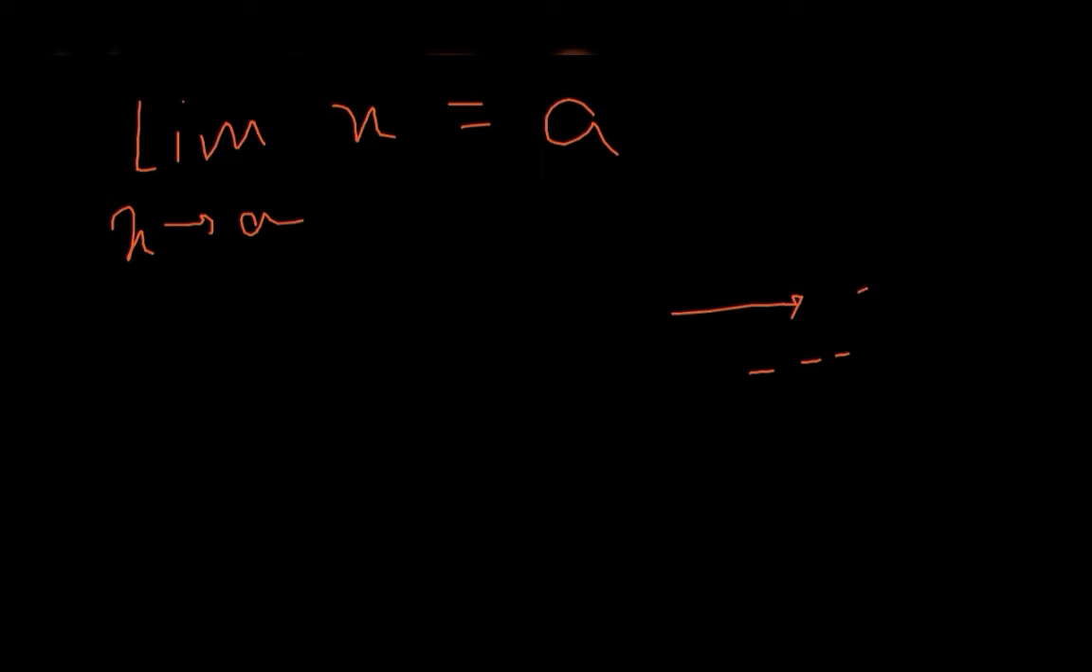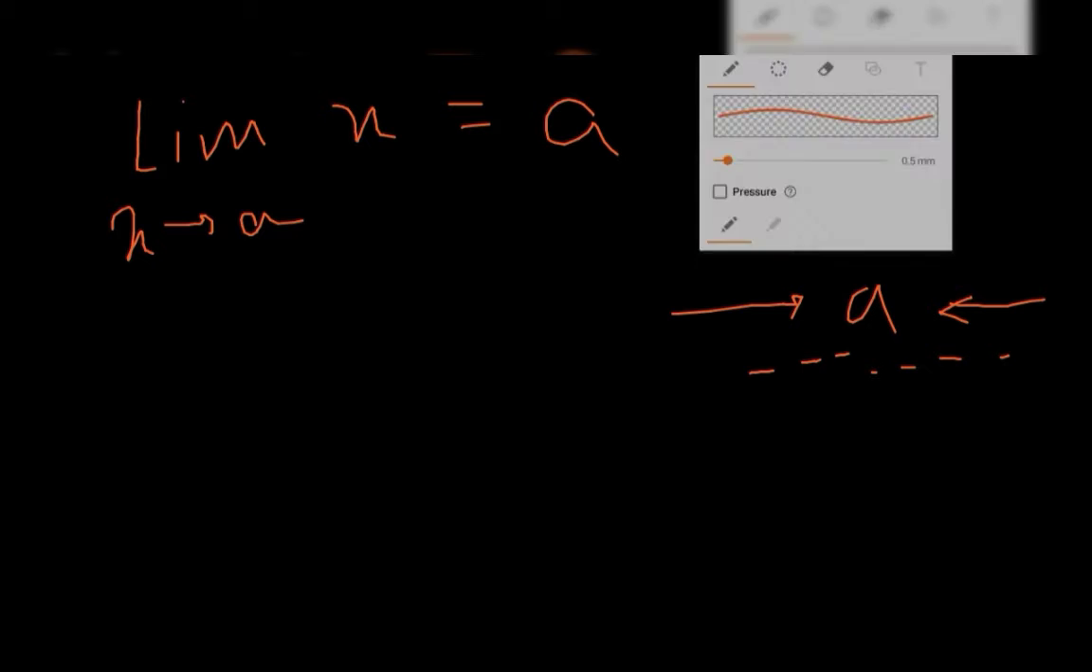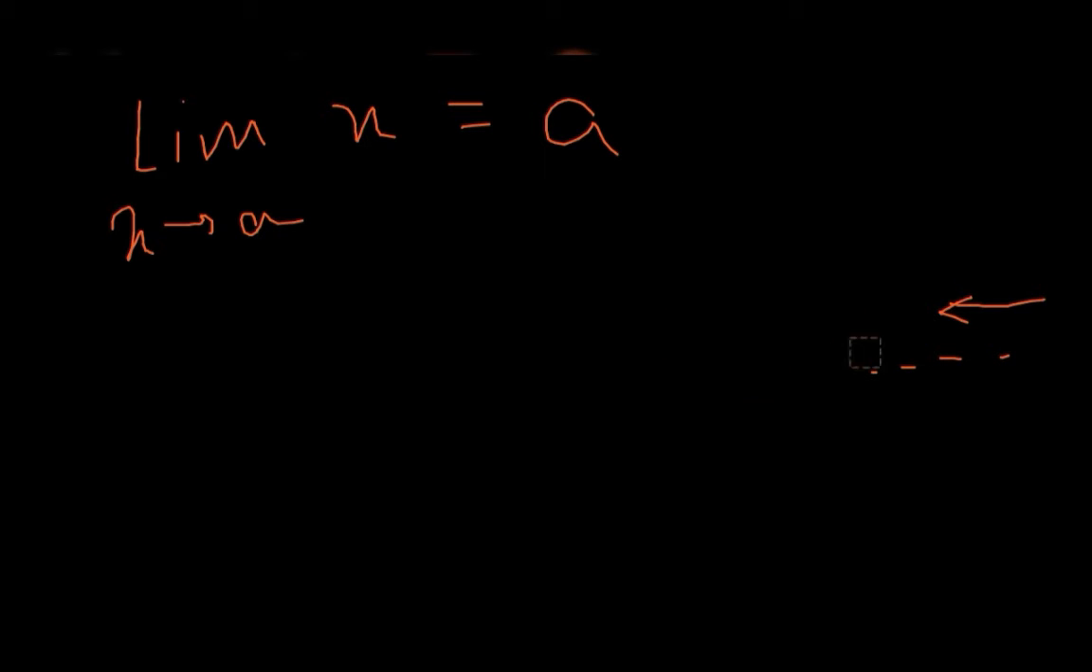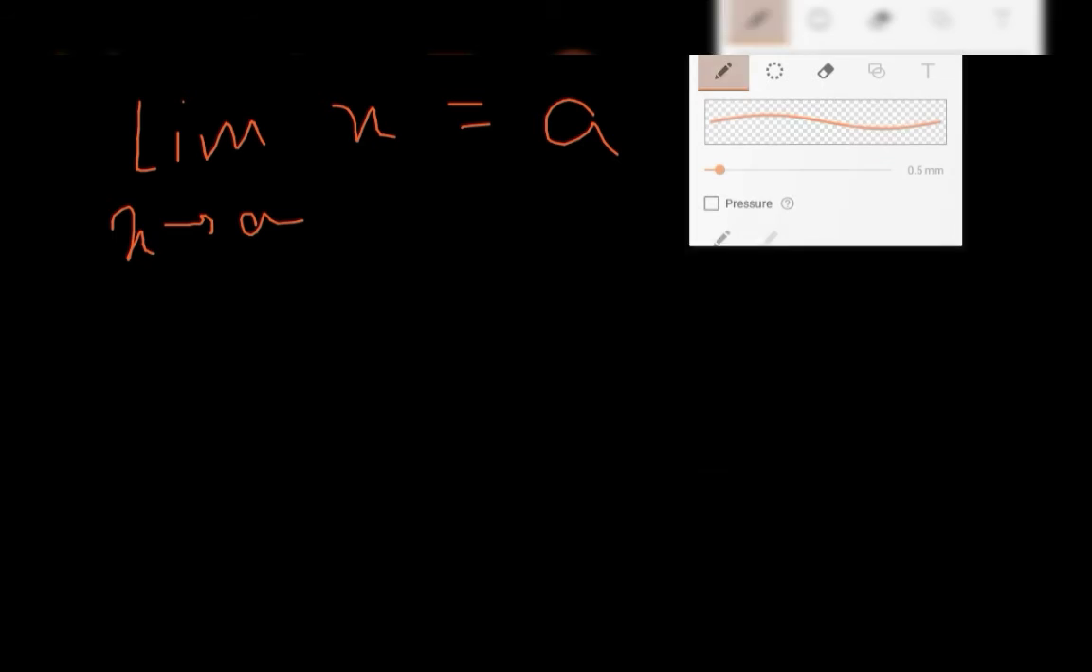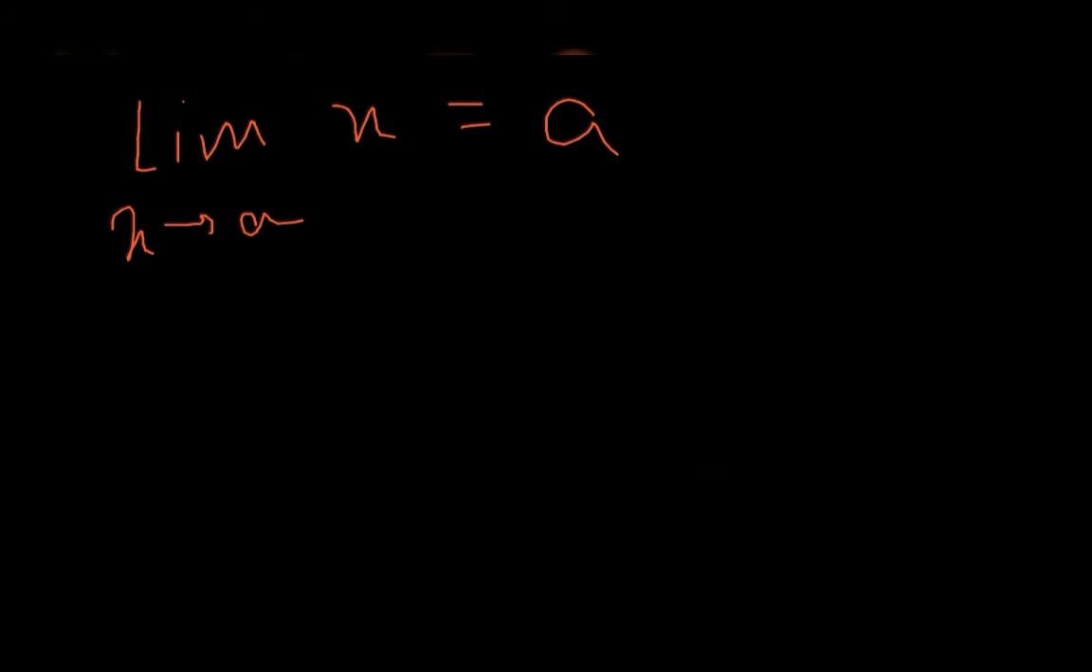Before that, let me tell you, limit x tends to a of x, what will this be? It will always be a because the function is x only. If we approach from the right, it is going towards a, and if we approach from the left, it is going to a. You can do it on your own, it's a self exercise. So this is a. Now limit, let's say x square.